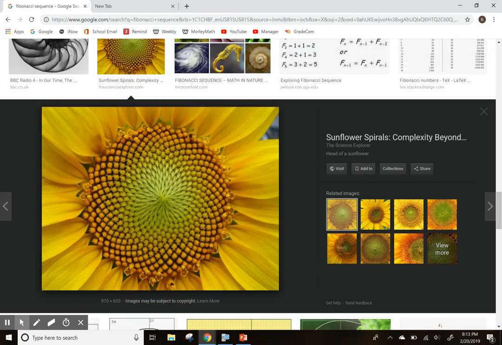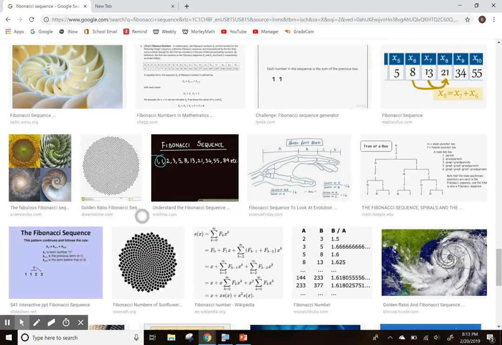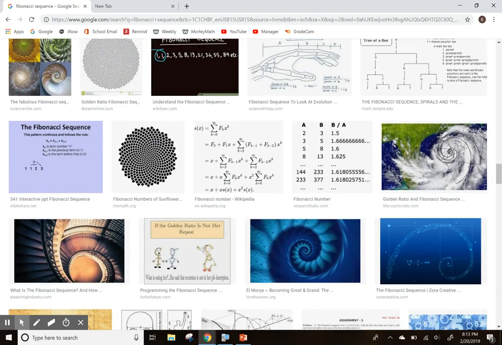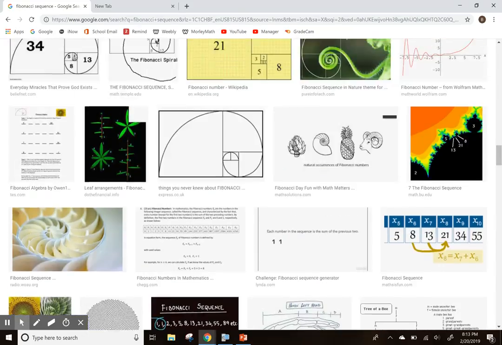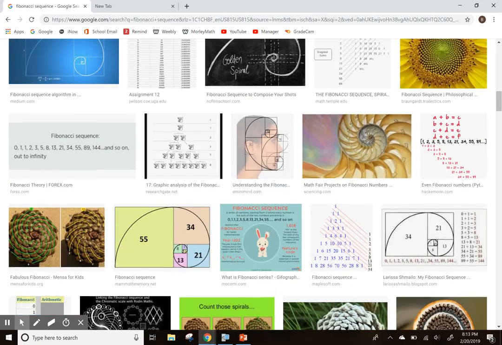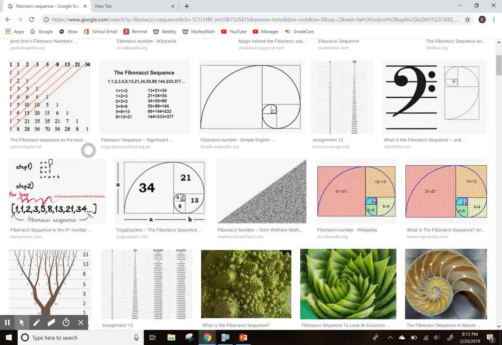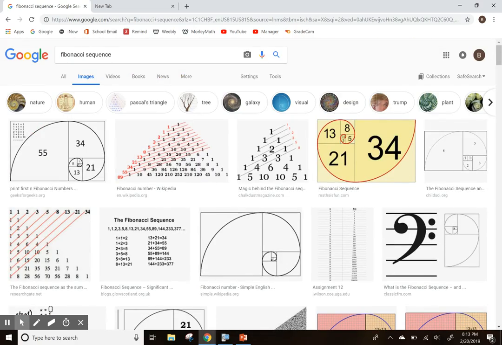Oh, I got to click the X. I was really confused. But the golden ratio is a really, really interesting concept. It applies to a lot of things. It's not just shapes, although most of these images seem to show shapes. It applies to a lot of things as well. You got galaxy, you got tree, Pascal's triangle, human.